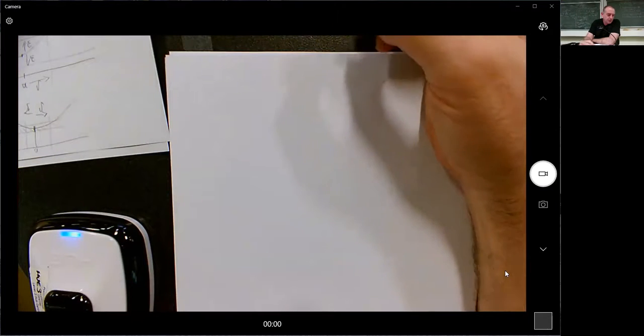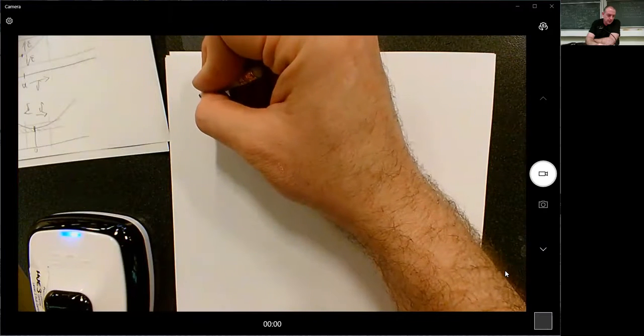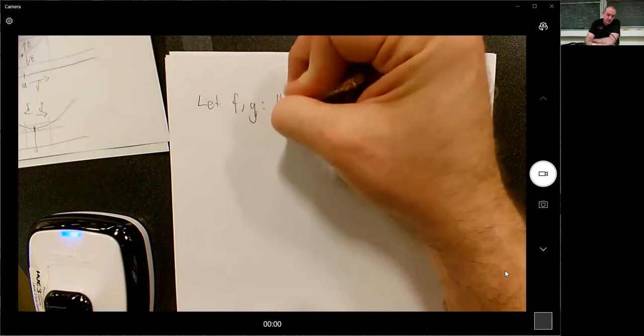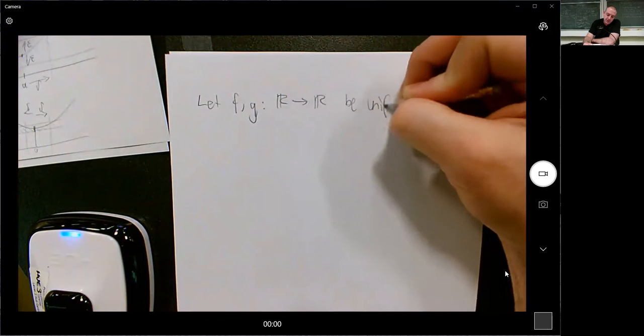Okay, so we have f and g, which send the entire of R to the entire of R, be uniformly continuous.